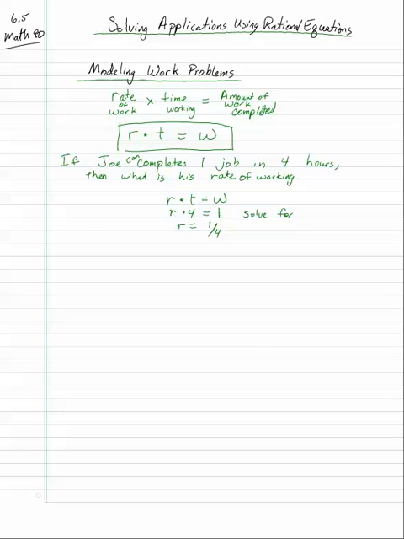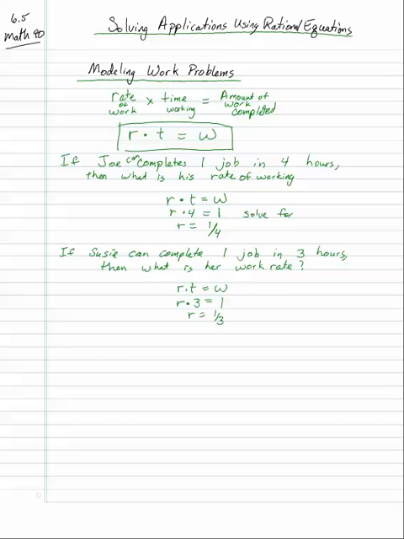All right? So if Susie can complete one job in 3 hours, what is her work rate? Again, rate times time equals the amount of work. She can do one job in 3 hours, so her rate is 1/3 job per hour.